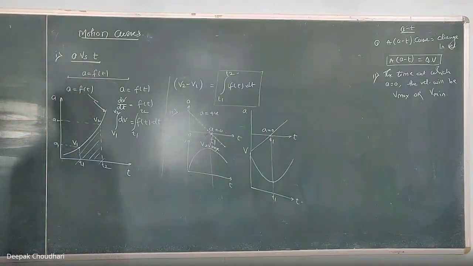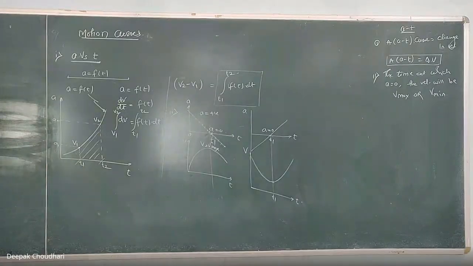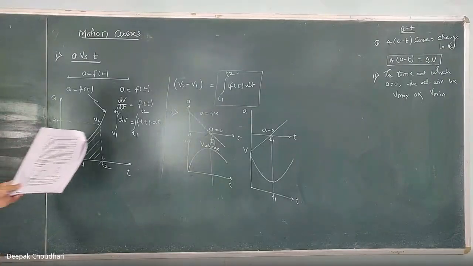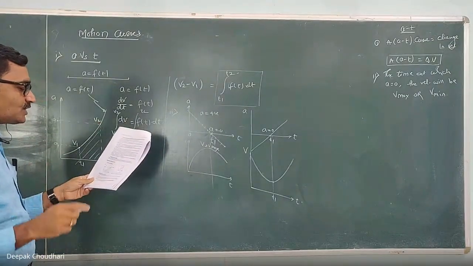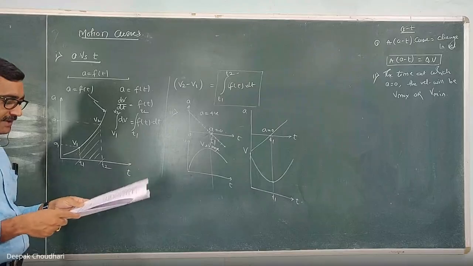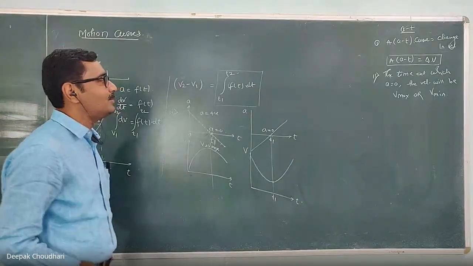Okay, so these are the two important points or properties of the AT curve. एक तीसरा भी point उसमें theory में लिख के दिया है. It is given that the AT diagram can also be used for calculating the position of the particle at any time by using the formula. वो formula भी दिया है, बहुत लंबा चौड़ा formula है.